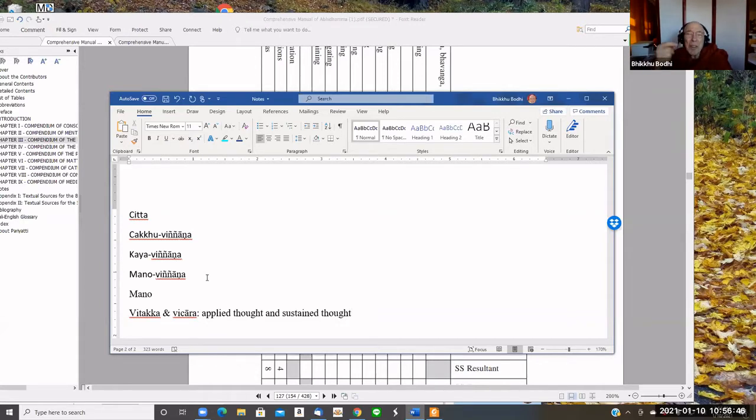Actually, the other things in the Swiss Army knife correspond not so much to the other functions of citta, but rather to the caitasikas, the mental factors that occur along with the citta. And that's what I'm going to be taking next, the mental factors.